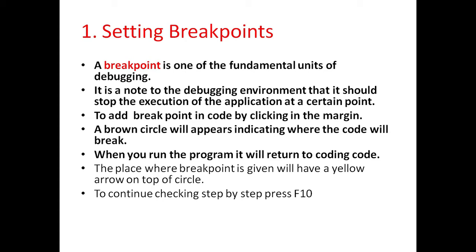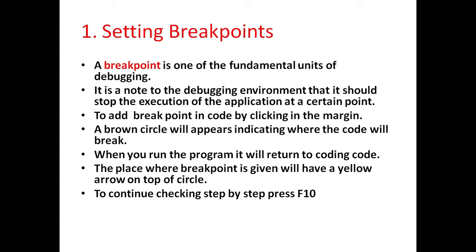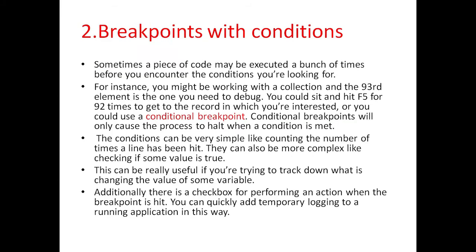When you run the program, it will return to the coding window. The place where the breakpoint is given will have a yellow arrow on top of the circle. To continue checking step by step, press F10. Second is breakpoints with conditions.